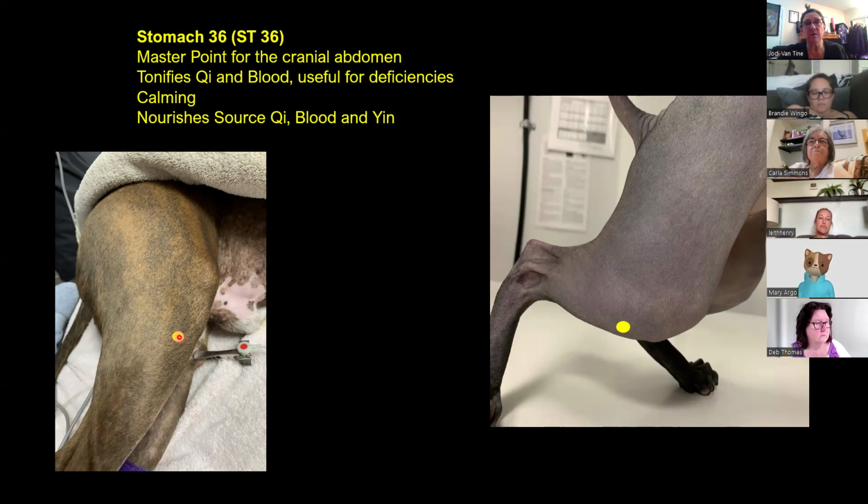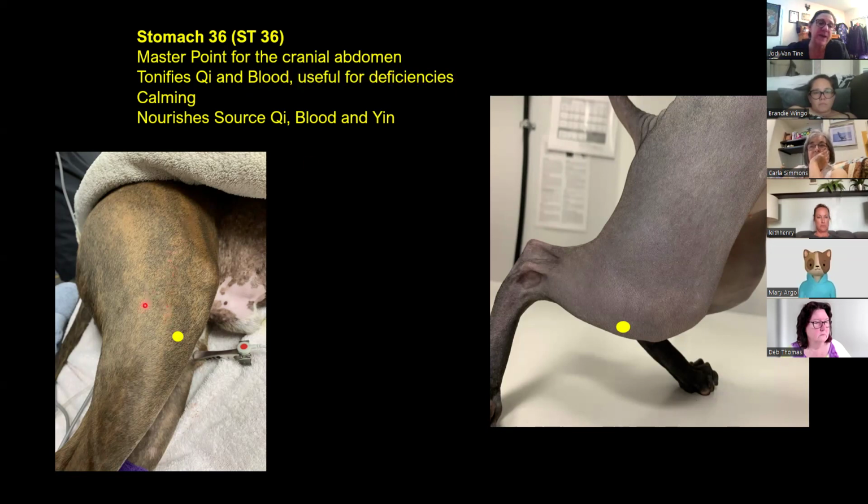So stomach 36 is a point that's a little bit different because it's not actually in between muscles. It is around a joint, but this one is actually in the belly of the muscle. This point is useful for so many things. It's the master point for the cranial abdomen. So any vomiting, any diarrhea, pancreatitis, anything like that, it is a really useful point. It tonifies chi and blood. It's a great point for deficient patients.